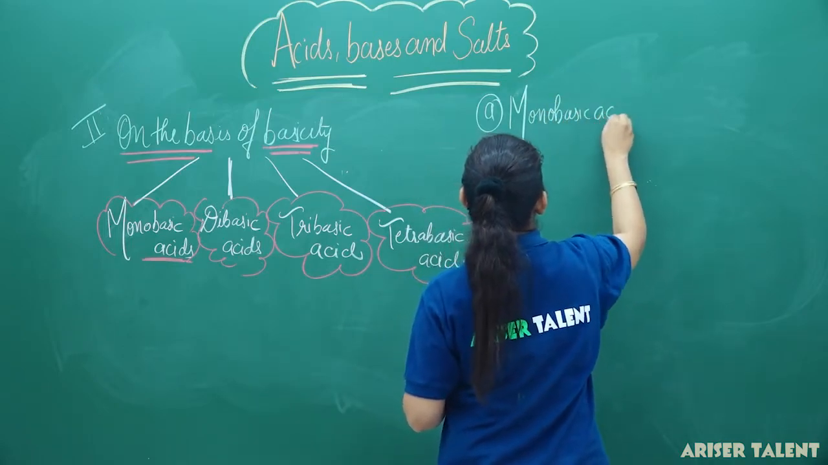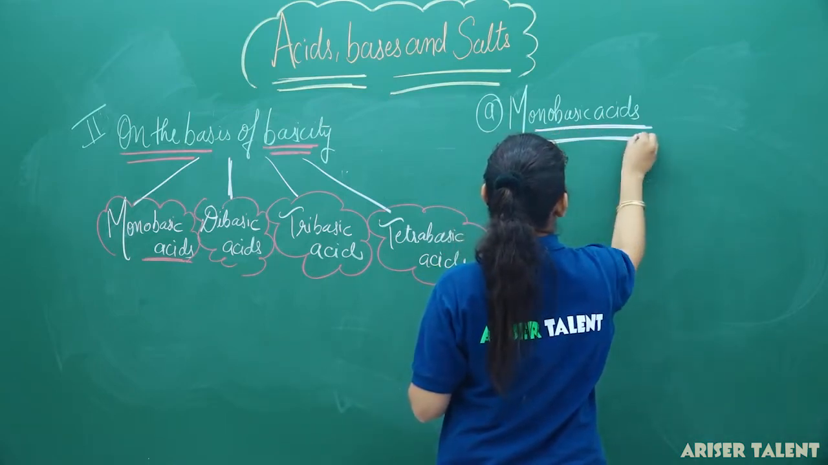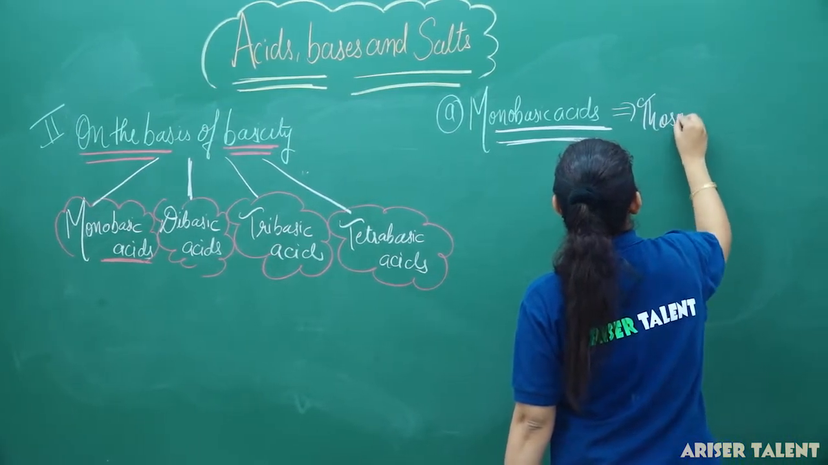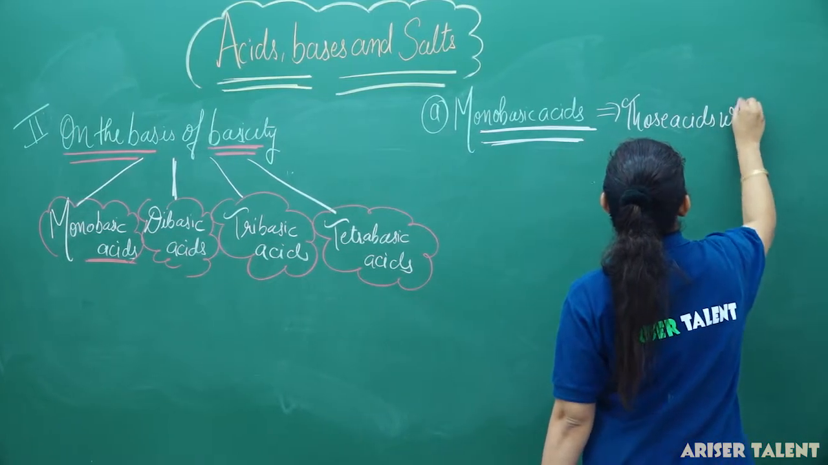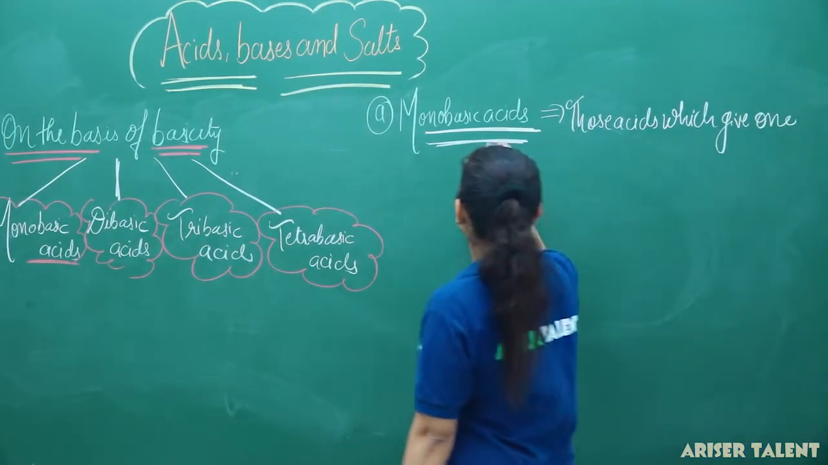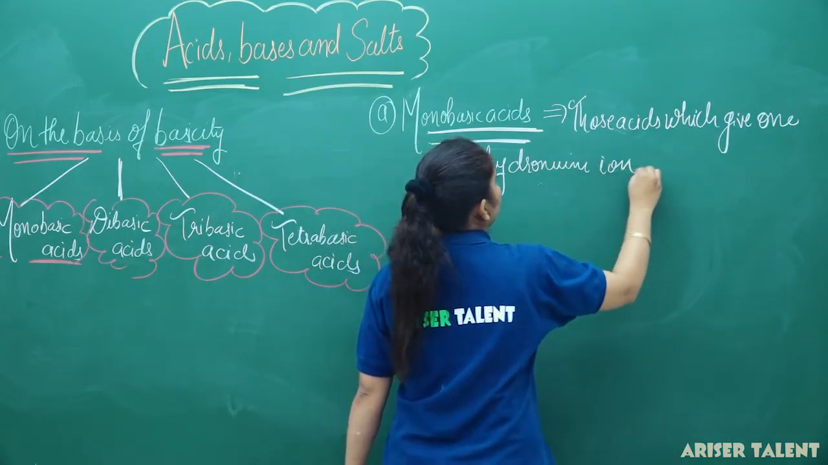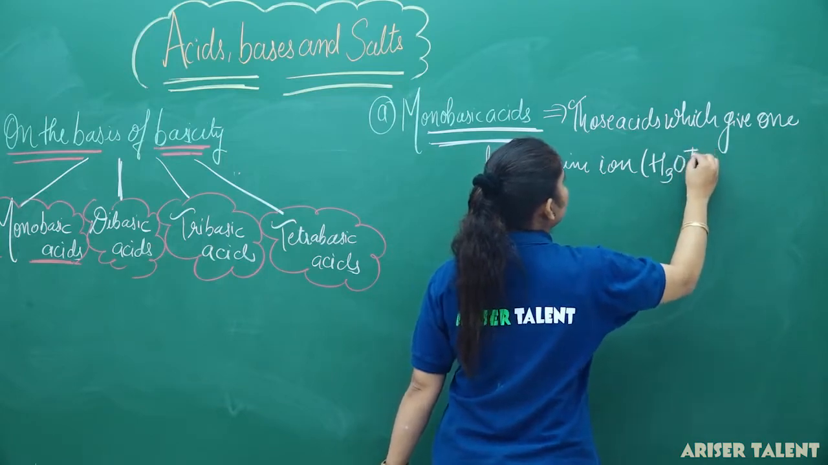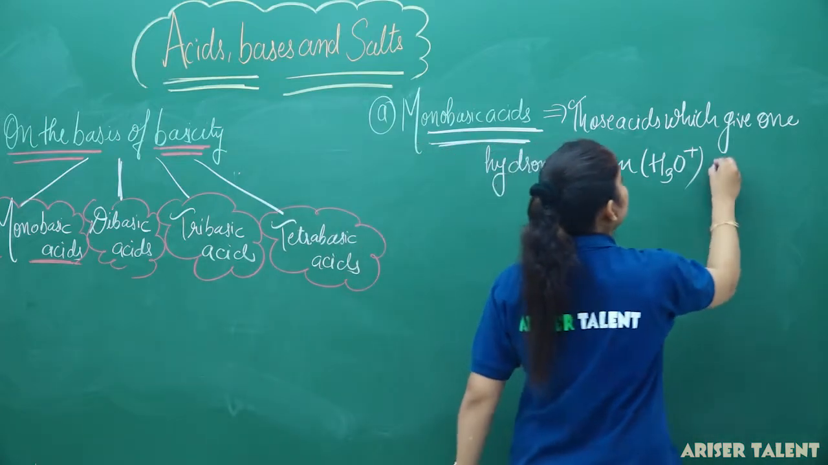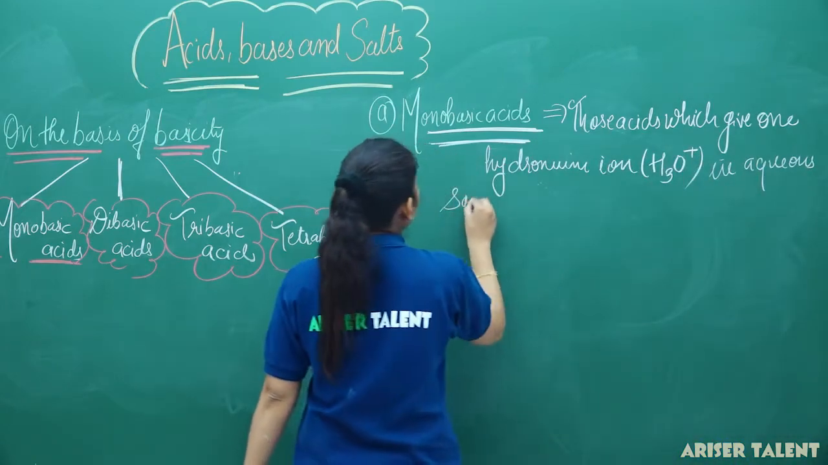Monobasic acids. The monobasic acids are those acids which give one hydronium ion in aqueous solution. One hydronium ion means H3O positive ion is known as the hydronium ion. They are capable of giving one hydronium ion in aqueous solution, so they are known as monobasic acids.